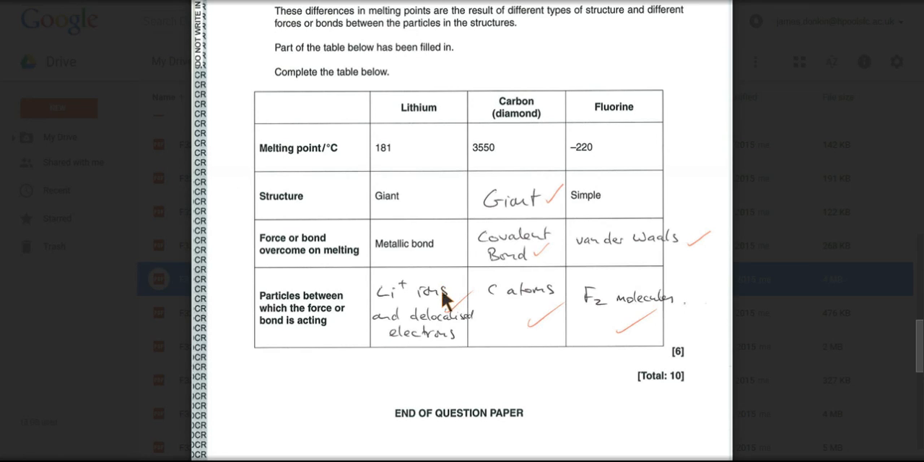And then what sort of particles exist in these structures on which the forces are acting? So the metallic bond is acting between a lithium 1 plus ion and delocalized electrons. What type of particle is this acting between? The covalent bond is between carbon atoms. And what type of particle are these van der Waals forces acting between? It's fluorine molecules.